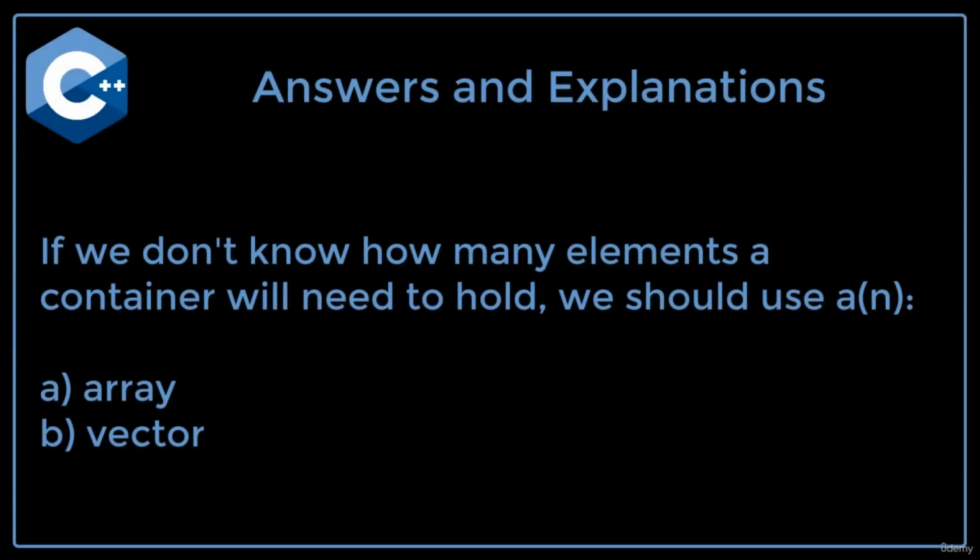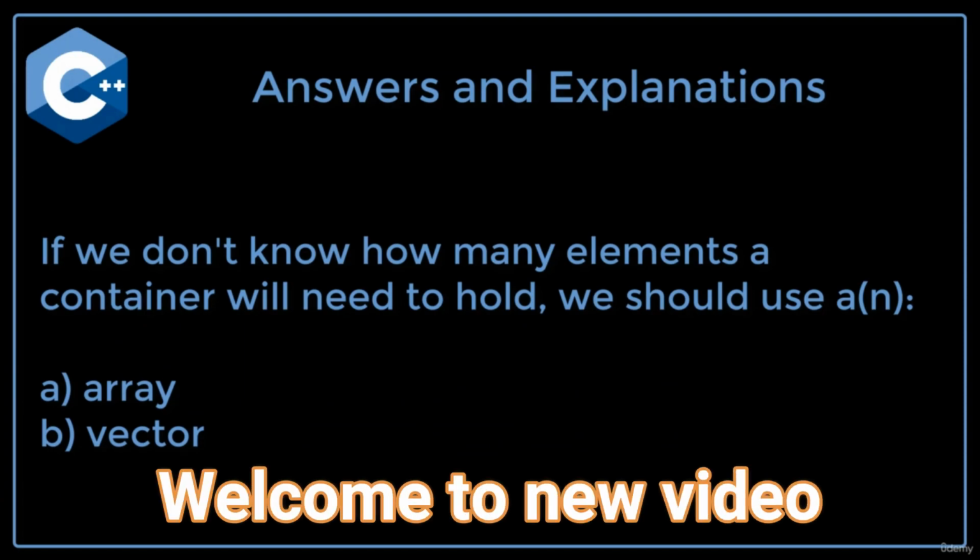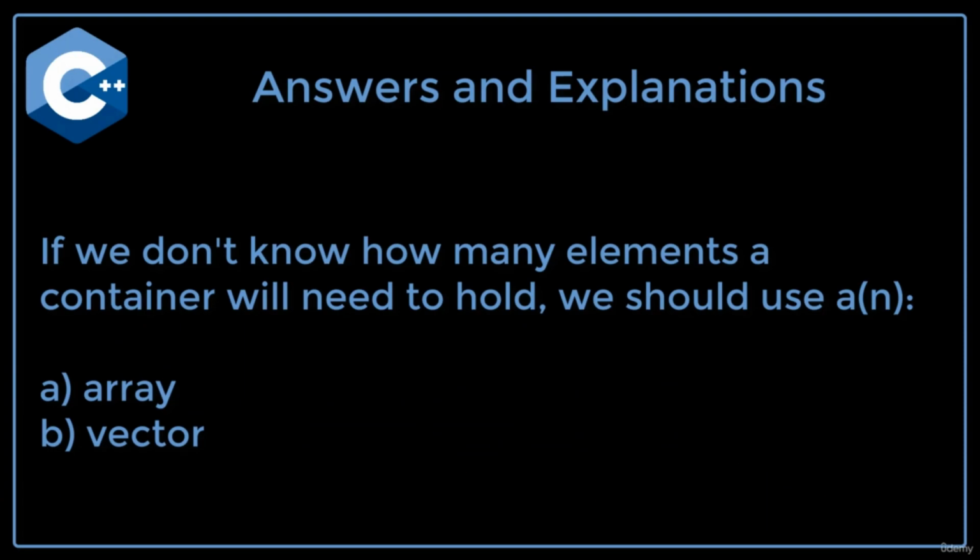In this video, we will go over the answers and explanations to the quiz questions. The first question asks if we don't know how many elements a container will need to hold, we should use. Our choices are array and vector. The correct answer is vector. Recall that vectors essentially function as resizable arrays. Arrays in C++, on the other hand, have a fixed size.